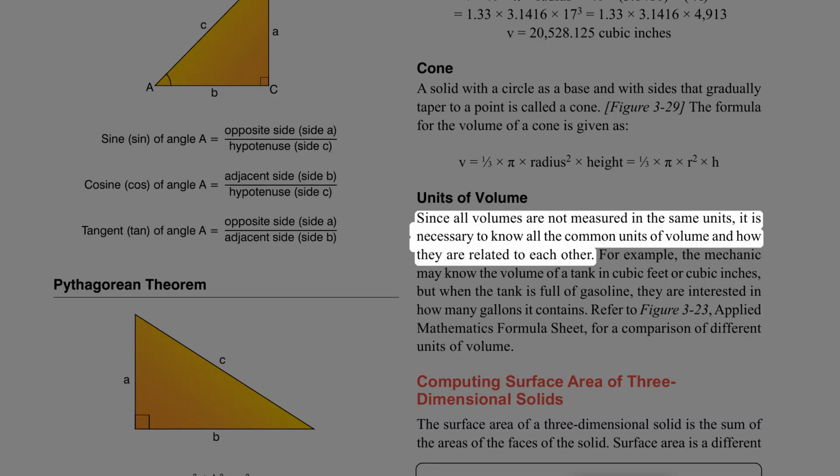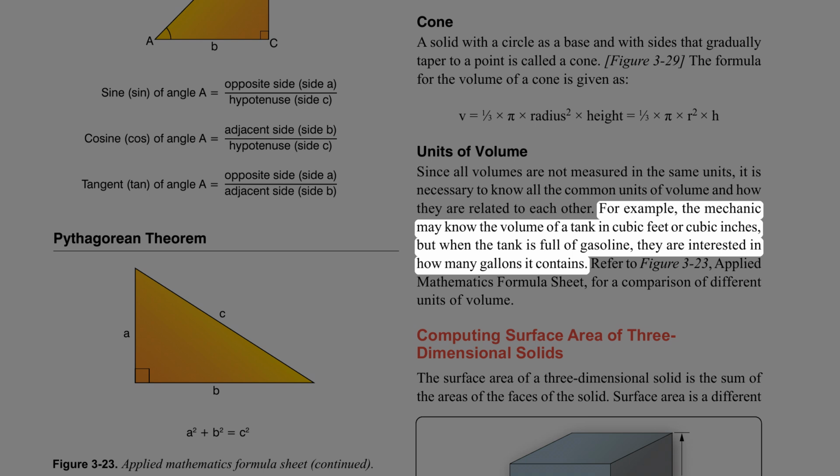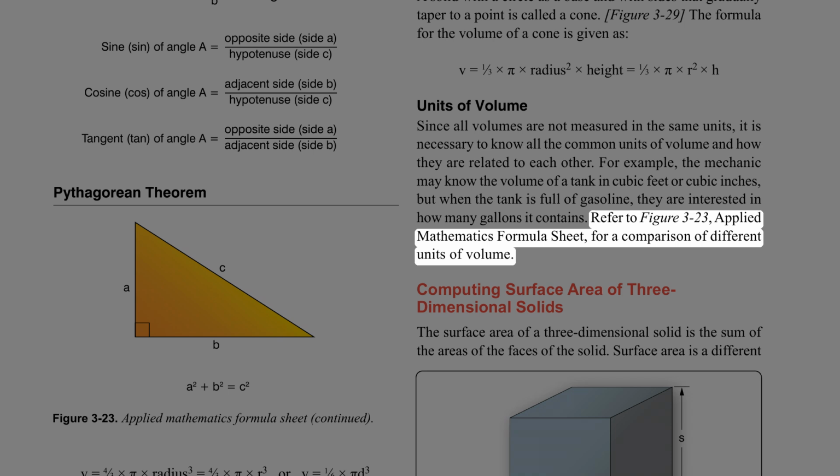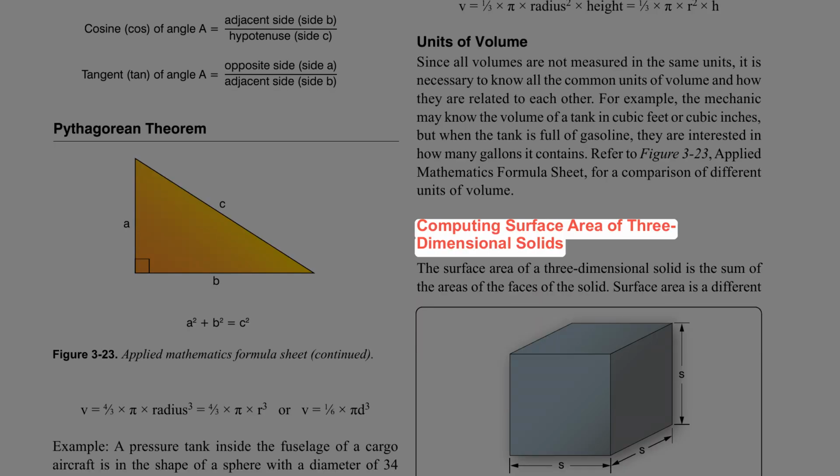Units of volume. Since all volumes are not measured in the same units, it is necessary to know all the common units of volume and how they are related to each other. For example, the mechanic may know the volume of a tank in cubic feet or cubic inches, but when the tank is full of gasoline, they are interested in how many gallons it contains. Refer to Figure 3-23, Applied Mathematics Formula Sheet, for a comparison of different units of volume.